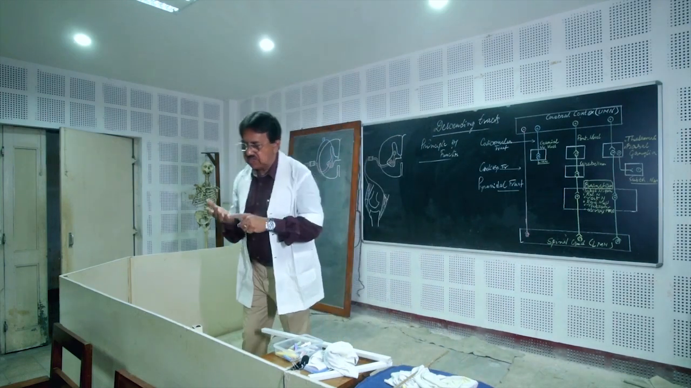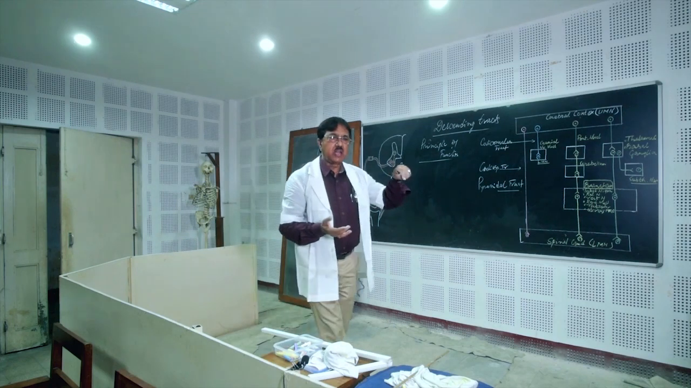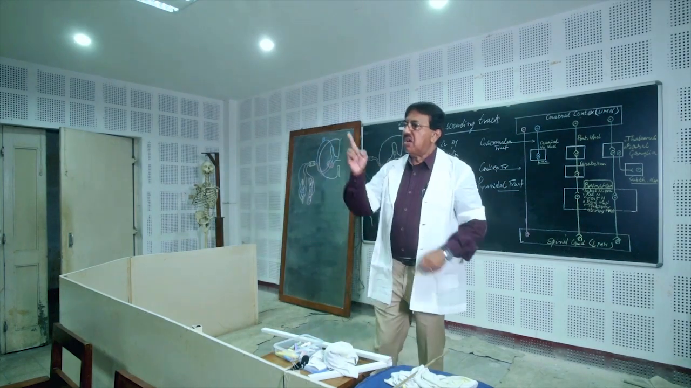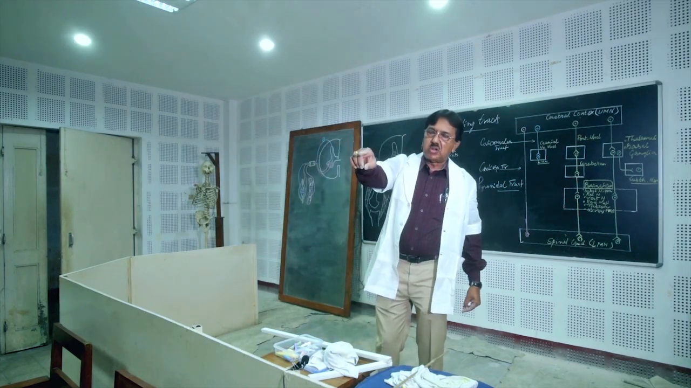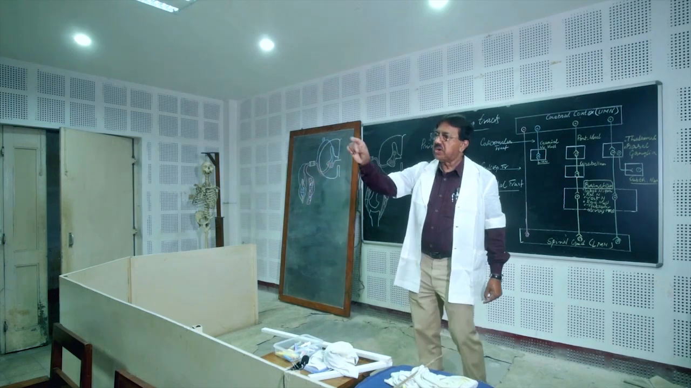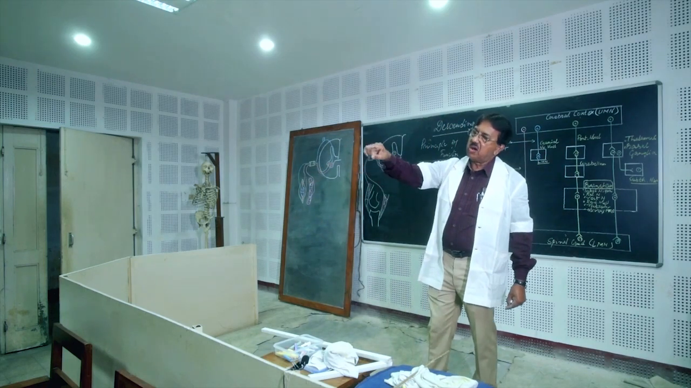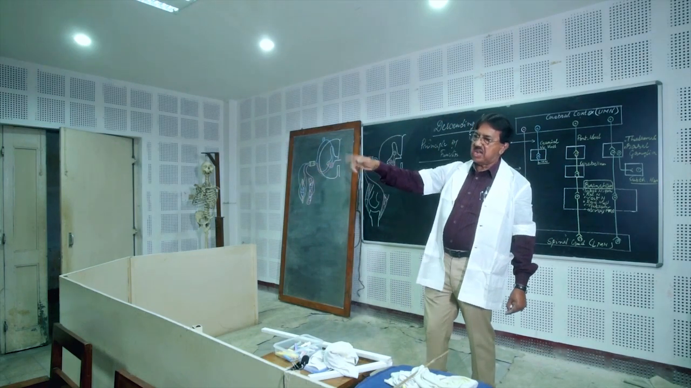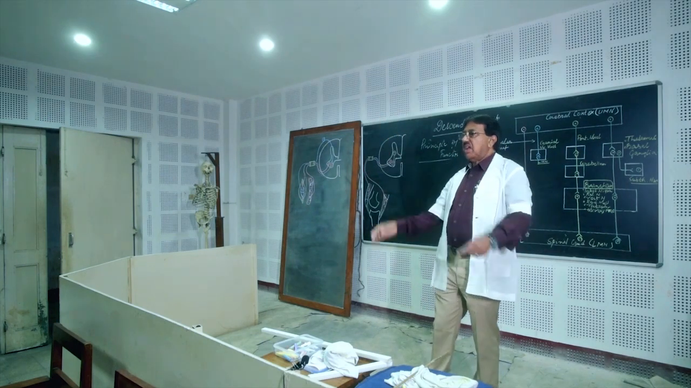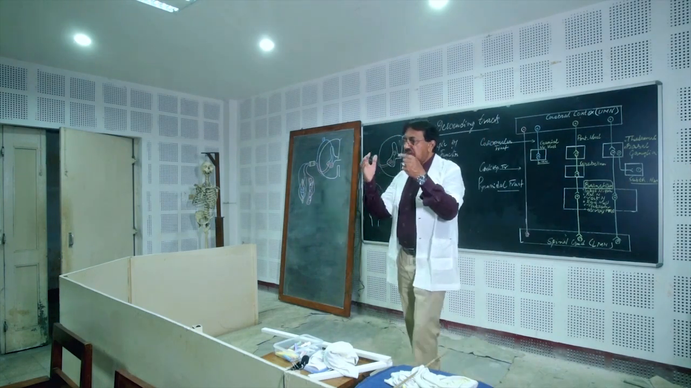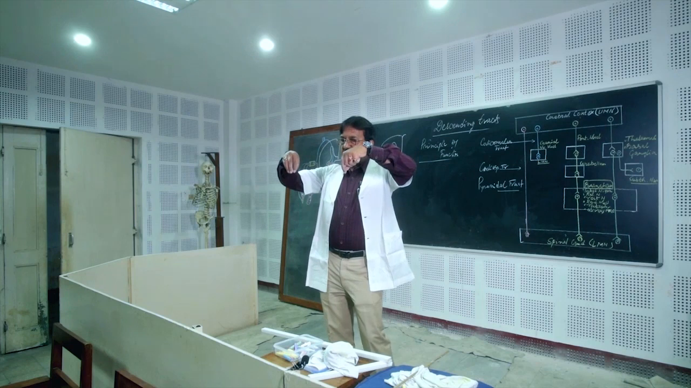So number 1, the principle of function of descending tracts is voluntary movements of the muscle, maintenance of the muscle tone, coordination of muscle movement, and along with that, postural adjustment. Number 1. Number 2, that is the motor tract.